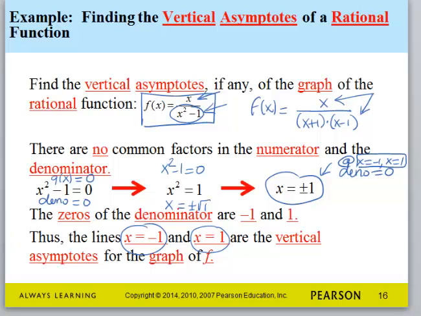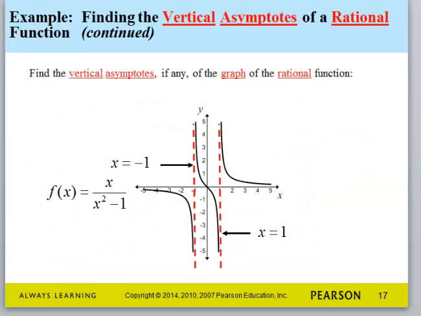Let's take a look at the graph in the next slide. Notice that we indeed have at x equal to negative 1 and x equal to 1, which are drawn in red over here. We do indeed have the graph of the function.